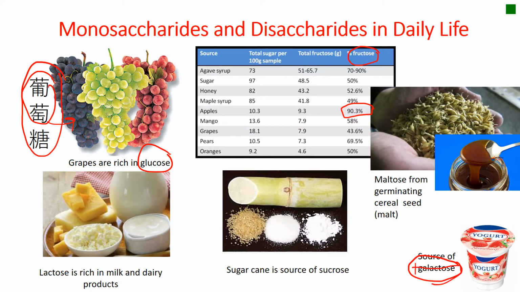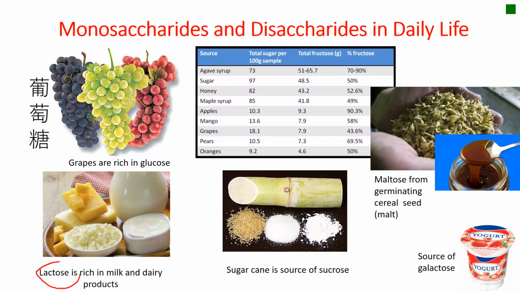The galactose, again, it's kind of hard to find pure galactose in your food. But if you have yogurt, which is fermented milk, and milk contains lactose, all right? Lactose is a disaccharide. So the lactose will be separated into its monomer, which is galactose, right? So those three are the examples of monosaccharide. Now let's talk about disaccharide.